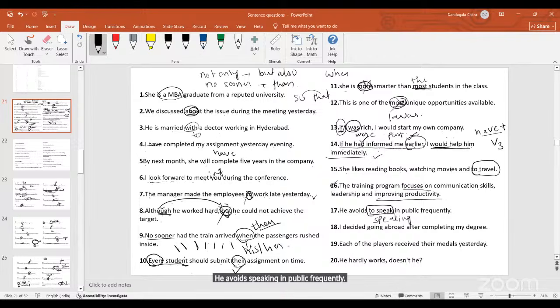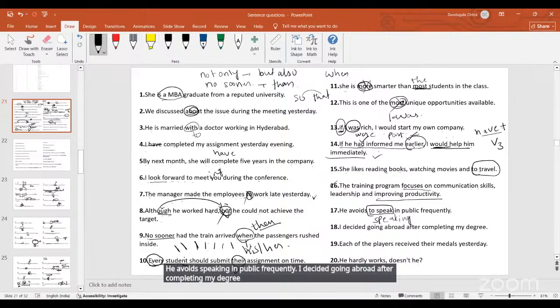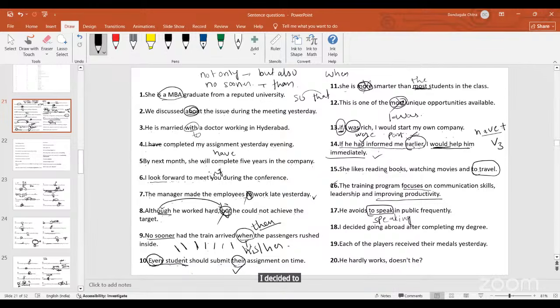I decided going abroad after completing my degree. I decided to go. Yes. Here, it is vice versa to the previous question. I decided to go. As it already contained the V2 form, the other verb should remain in V1 form.